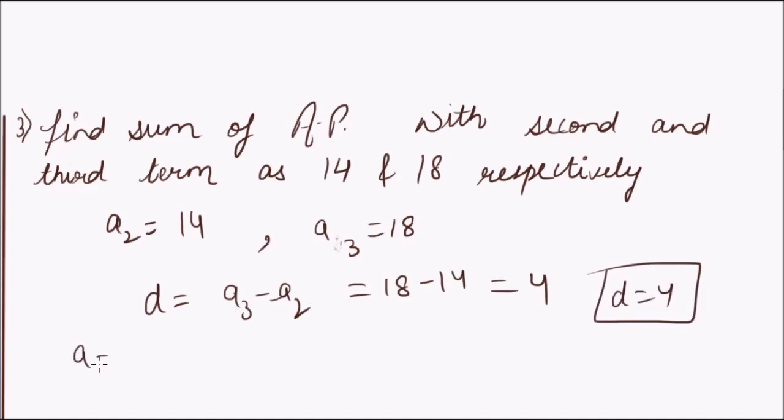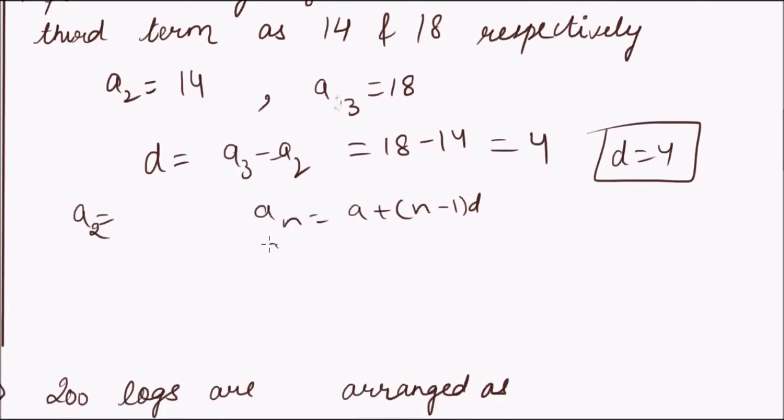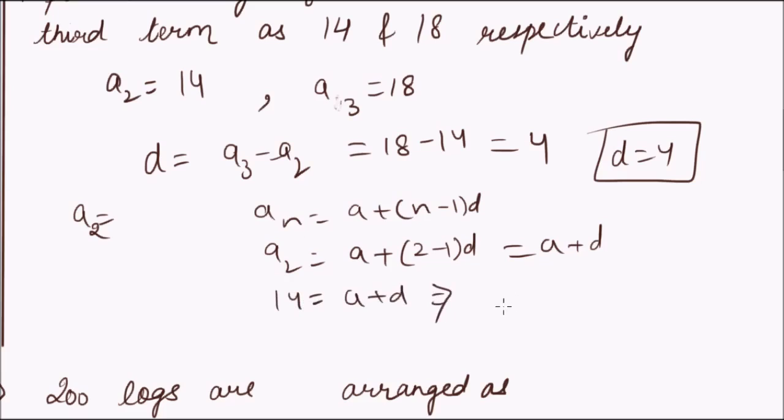Now for a2, we know that an is a plus (n minus 1)d. So if n is 2, then a2 will be a plus (2 minus 1) into d, that is a plus d. Thus a2 is given as 14. 14 is a plus d, or we can say 14 minus d equals a, or a is 14 minus 4, that is a is 10.